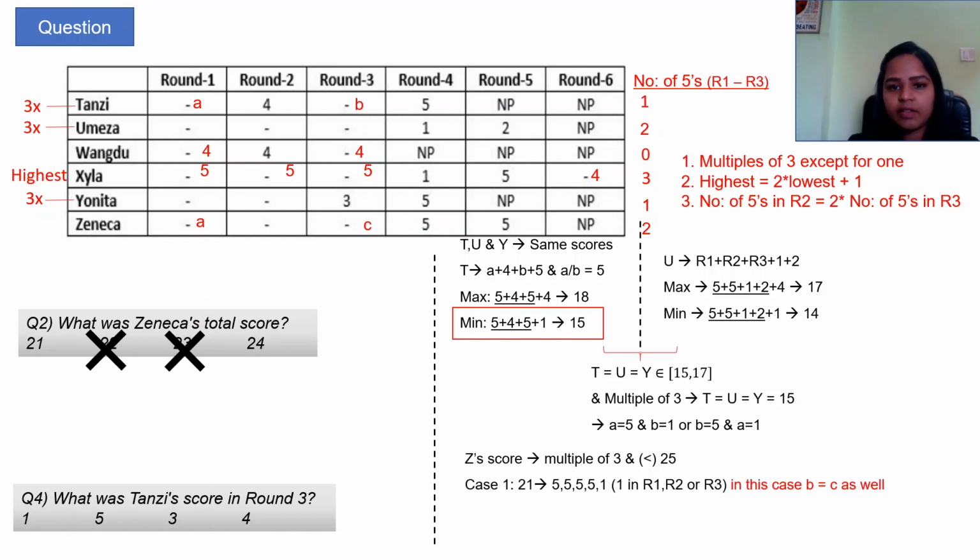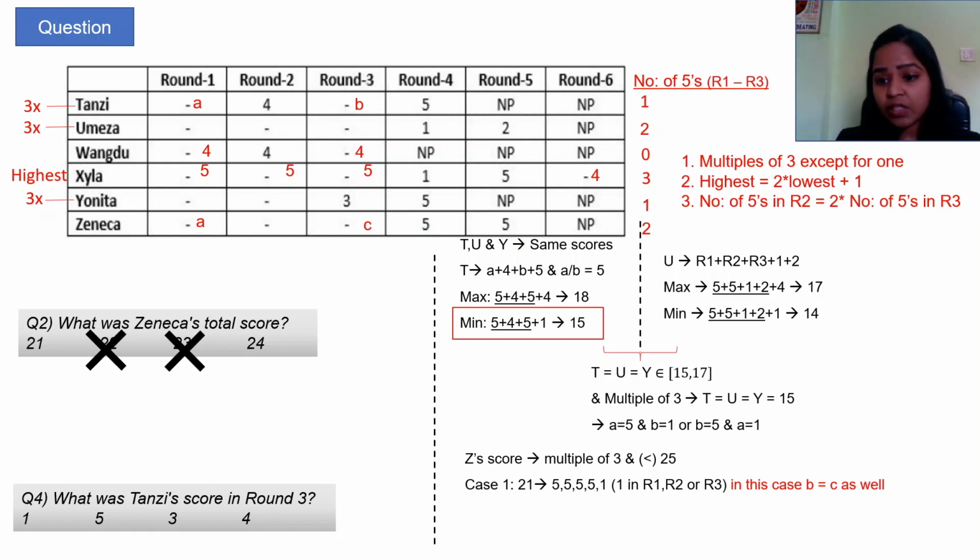Let's look at 21. If Z had to score 21, we know that it played round 4 and 5. So it would have scored 2 bullseyes in rounds 1 to 3. So its scores would be four 5s and one 1. Right? That 1 can be in any of the rounds 1, 2 or 3.